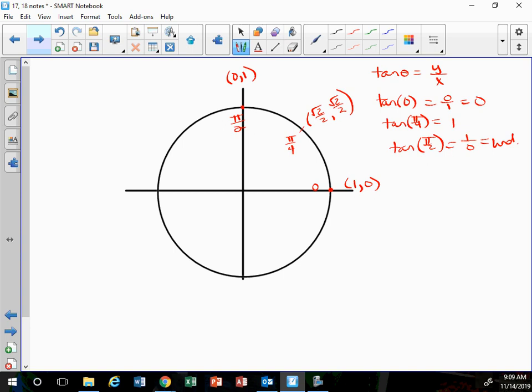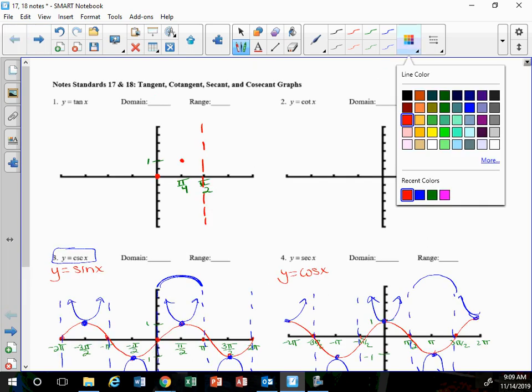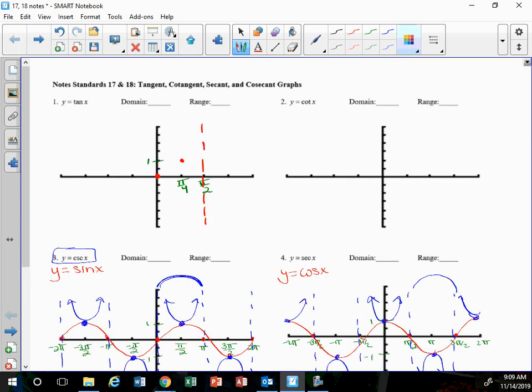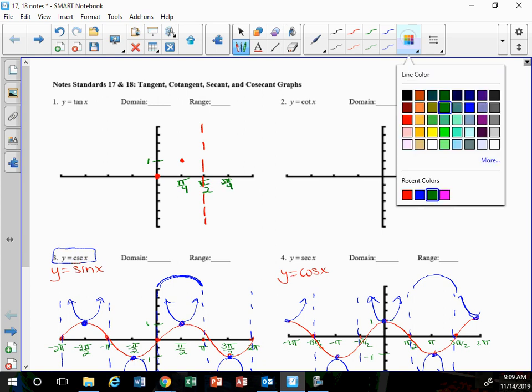Okay. I'm not going to go all the way to pi. Where am I going to stop? 3 pi over 4. Good. That's negative root 2 over 2, root 2 over 2. So what's the tangent there? Negative 1. Good. So on my graph, that next tick mark is 3 pi over 4. And my point is at negative 1.